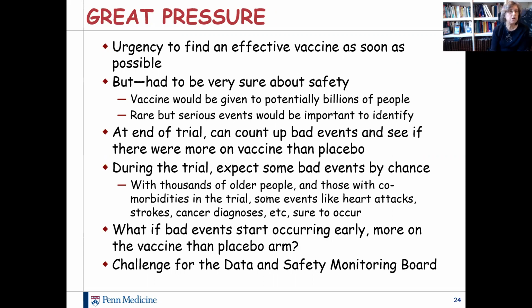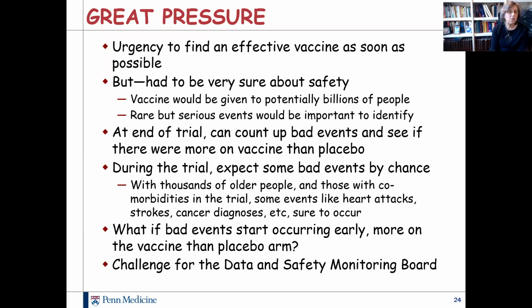So there was a huge pressure to get data faster, but great concerns about safety, given that this vaccine would be given, or these vaccines would be given to potentially billions of people. So it was very important to look for rare but serious events.